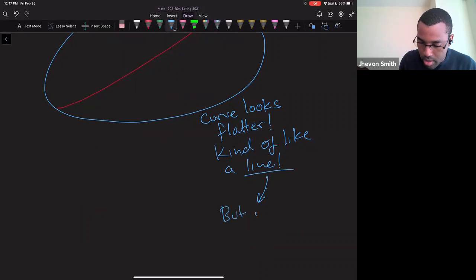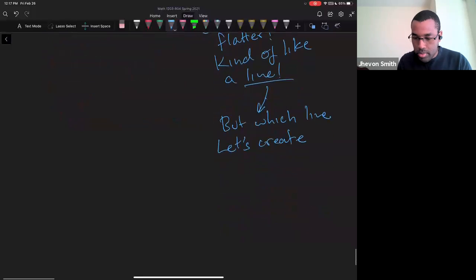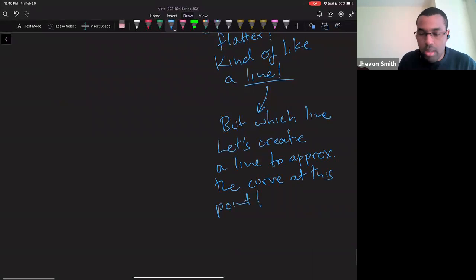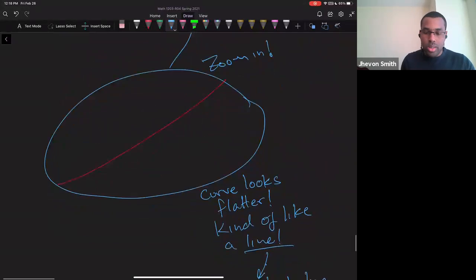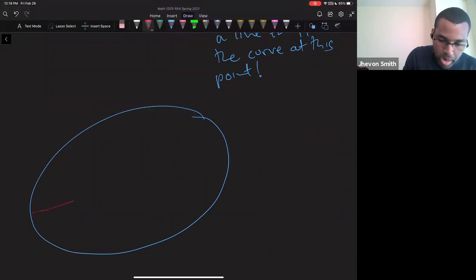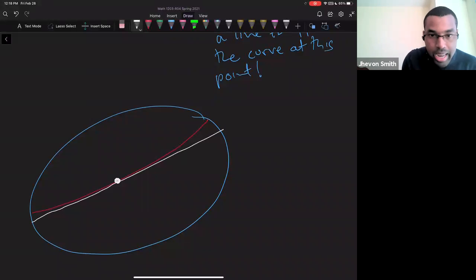But which line? Let's create a line to approximate the curve at this point. Okay, so what I'm going to do is take this zoomed in picture of where my curve is almost flat. Here's the point I care about. What I'm going to want to do now is create an actually flat straight line.